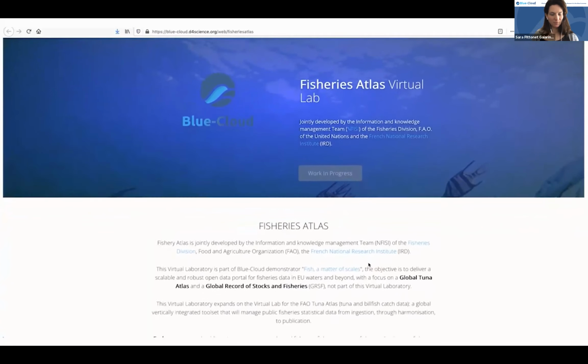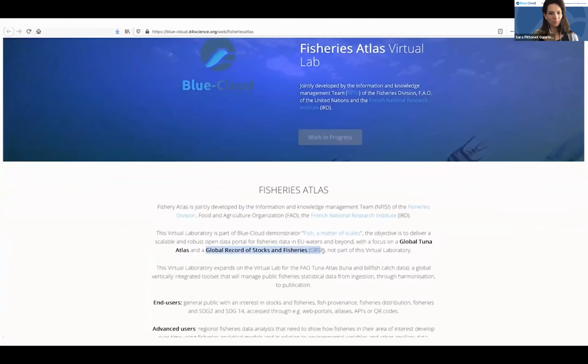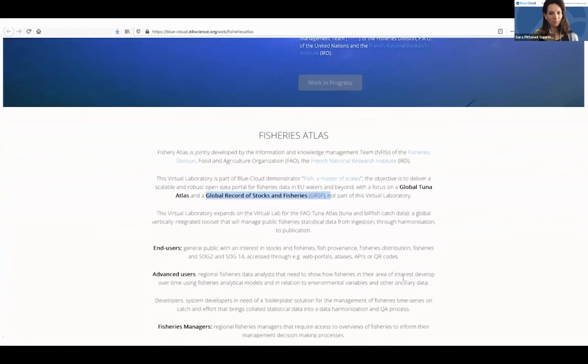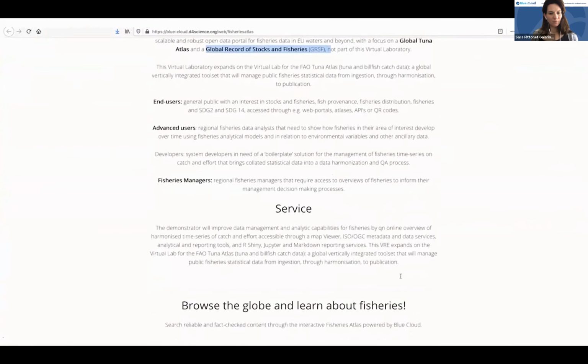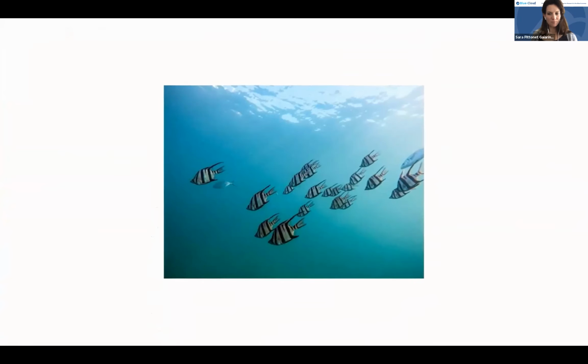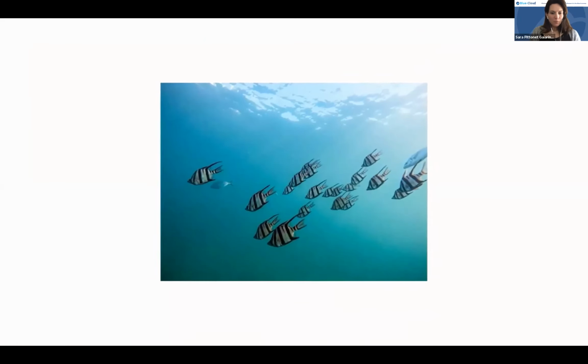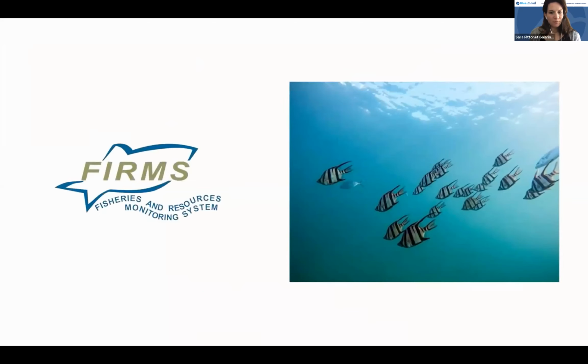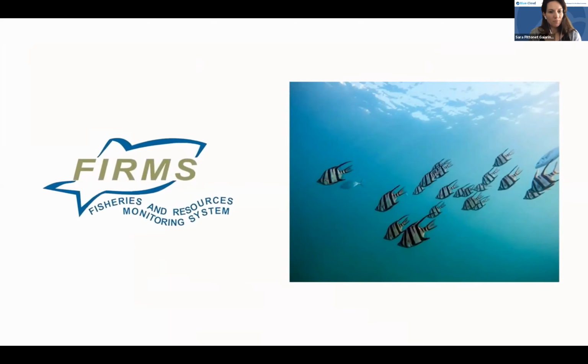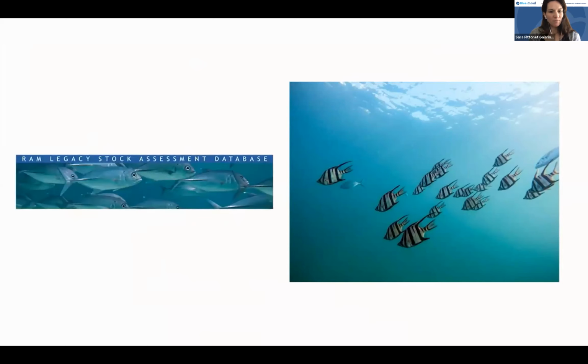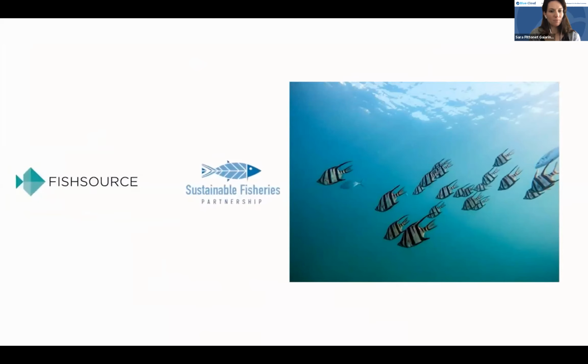In this presentation, we will show how Global Record of Stocks and Fisheries, the GRSF, can support data services for the fisheries community. The virtual lab is used to harmonize stocks and fisheries data across 3 data sources: the FAO Firms Fisheries and Resources Monitoring System, the RAM Legacy Stock Assessment Database, and FishSource.